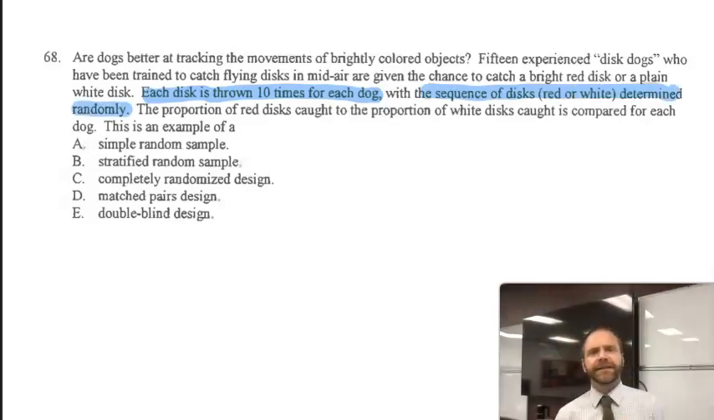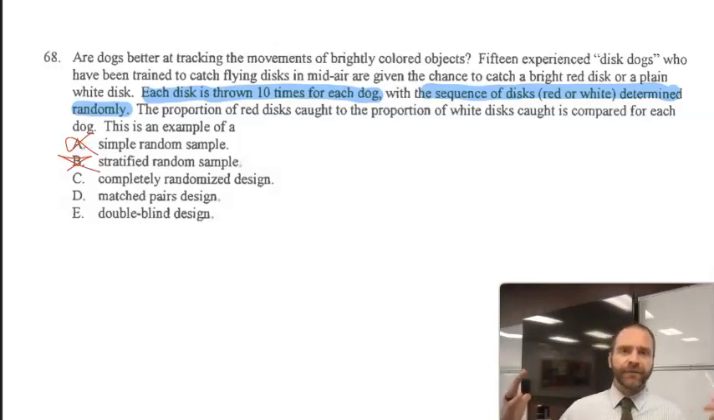I'm going to stop right there for a second. They're randomly assigning which color disc is going to be thrown first. That, to me, tells me I'm dealing with an experiment. So I know my answer is not A and my answer is not B, because those are samples. So I either have a completely randomized design, a matched pairs, or a double blind.